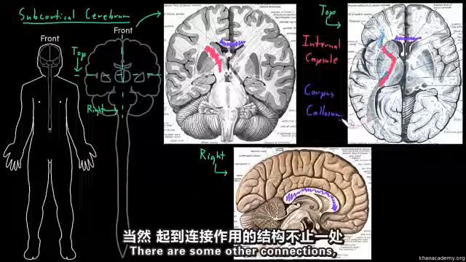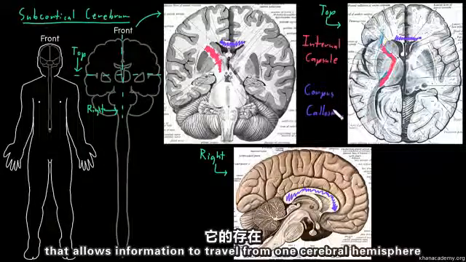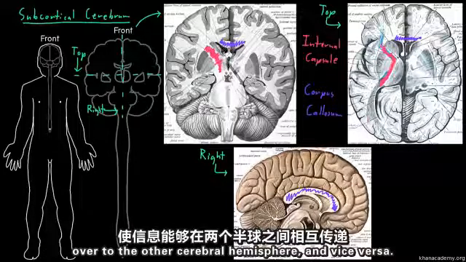And there are some other connections, but this is the biggest and the most important one that allows information to travel from one cerebral hemisphere over to the other cerebral hemisphere and vice versa.